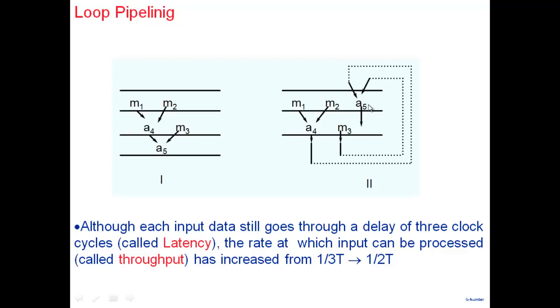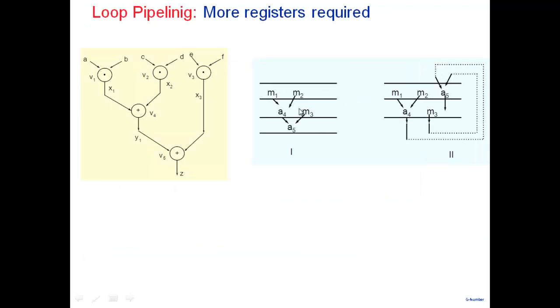Okay? But then, this is the other freedom that is available to you. This is what is called loop pipelining. Can I take my loop that is there and pipeline it, in the sense that now different operations are being done on different sets of data? Now, in general, what you will find is that if I do loop pipelining, more registers may be required.